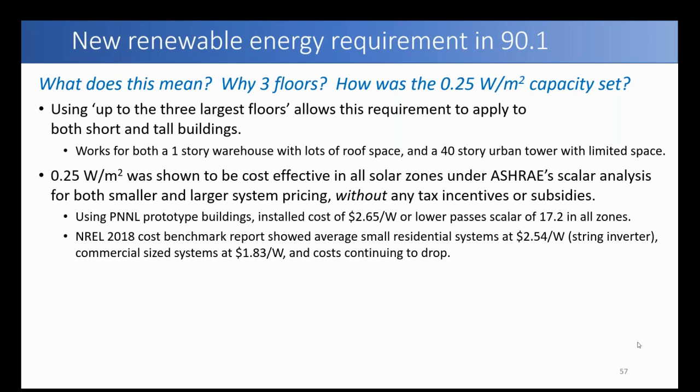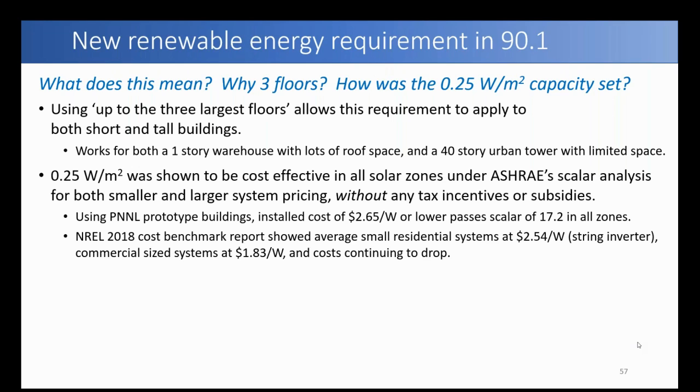So then what is the current pricing out there? Well, we looked at other sources as well, but probably the best resource out there is NREL's, National Renewable Energy Lab's 2018 cost benchmark report. And there is a very big difference between small residential systems and larger commercial size systems. So for smaller residential type systems, less than 6 kilowatts, the average pricing was 2.54 per watt. So that passes this scalar requirement. And I use the word was because we also looked at the trend, and the trend is it's already dropping.